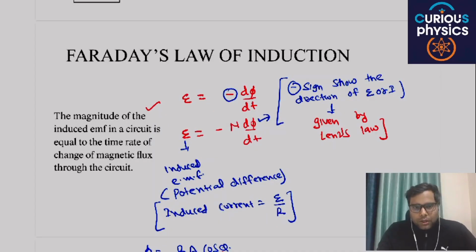So what will be the magnitude of EMF? The magnitude of EMF, or the potential difference, is directly proportional to d phi by dt, or you can say equal to d phi by dt. Okay, so the magnitude is given by Faraday's law, and the direction of induced EMF will be given by Lenz's law. Are you able to understand my point or not? That is all about Faraday's law.